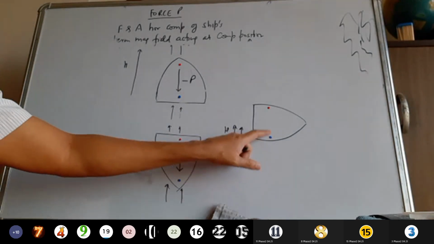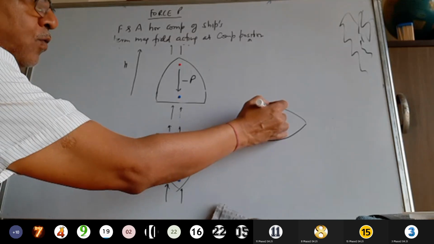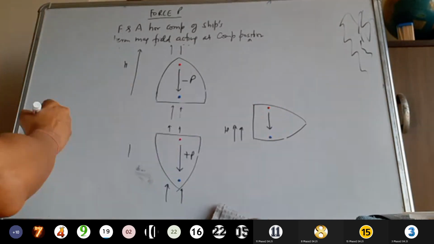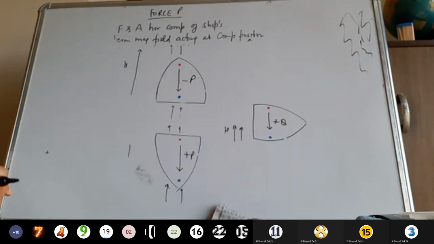So these blue poles and red poles will become permanent poles. What will happen now? The force within the ship is acting from red to blue. That means this vessel will have plus Q. Because it is acting towards starboard, it will have plus Q.